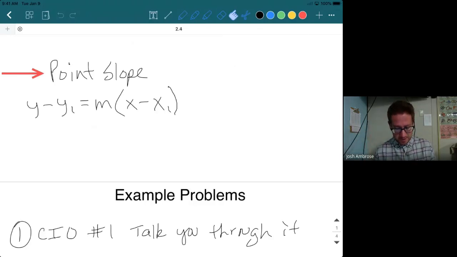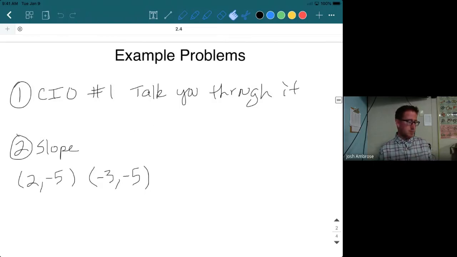All right, let's jump into the first example problem. Everybody needs to be on page 115, Check It Out number one. I'm just going to talk you through it. I'm not going to copy down the graph. It's easy enough to talk you through this.